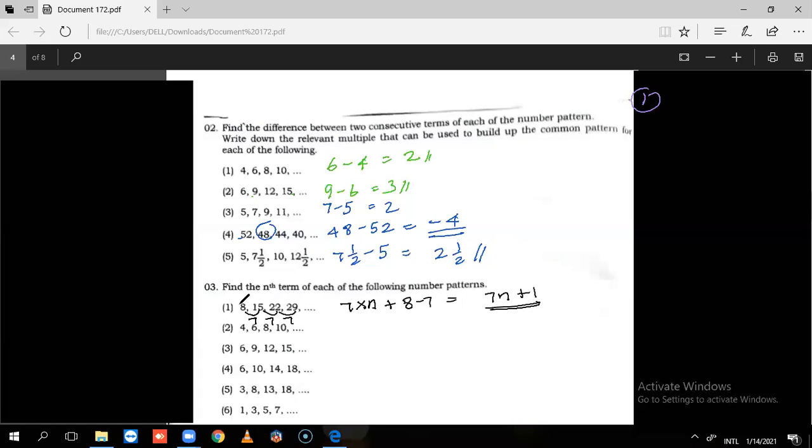First term is this. That is represented by using A. Common difference we represent by using D. Any term except the first term, subtract the previous term. So just 15 subtract 8. That is 7. We have learned a formula to find the general term: common difference into n plus first term minus common difference.